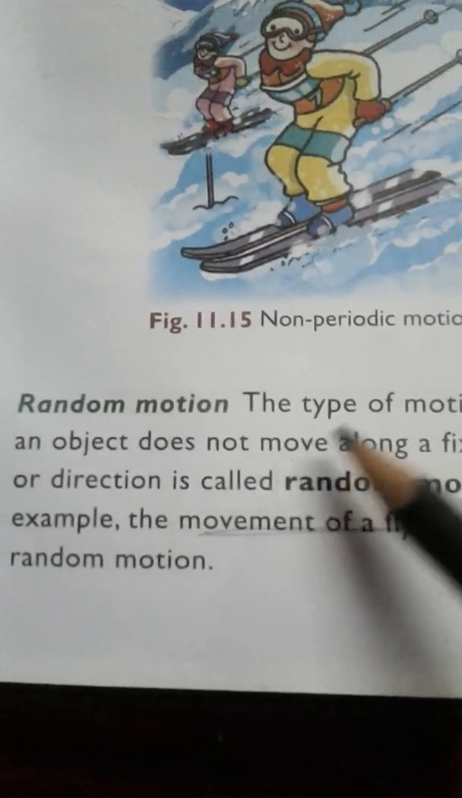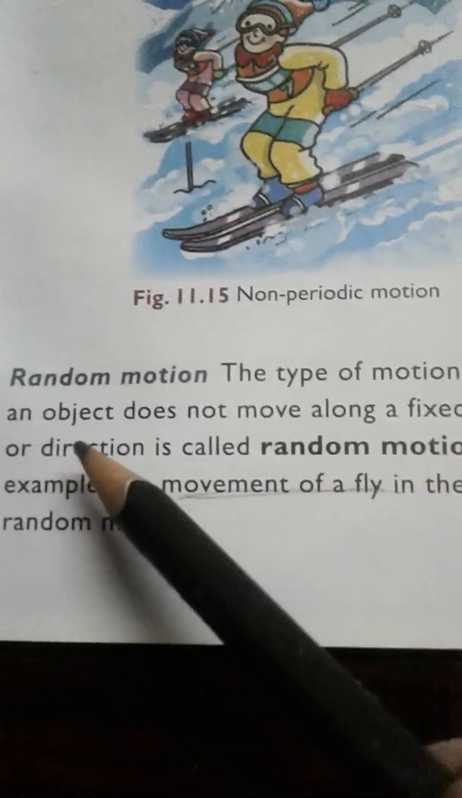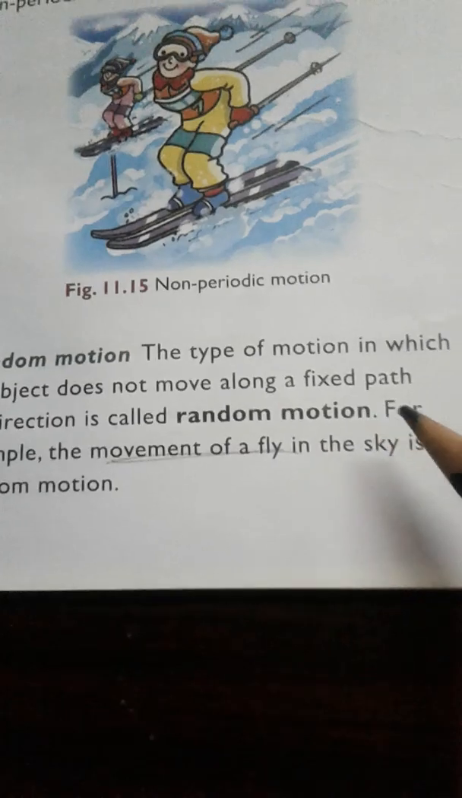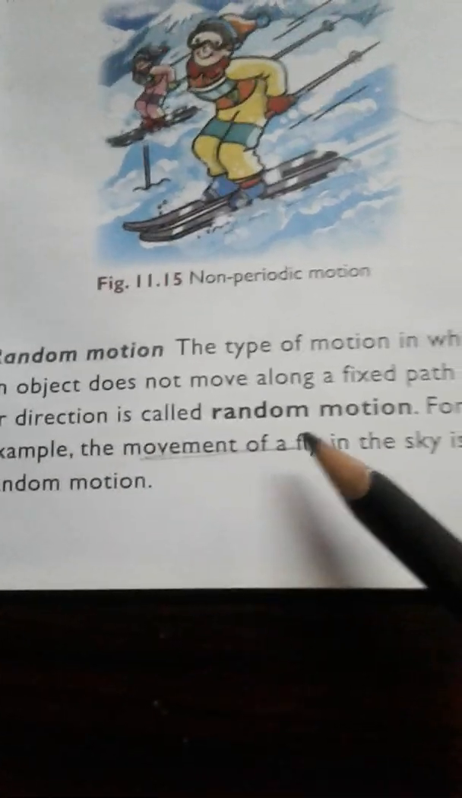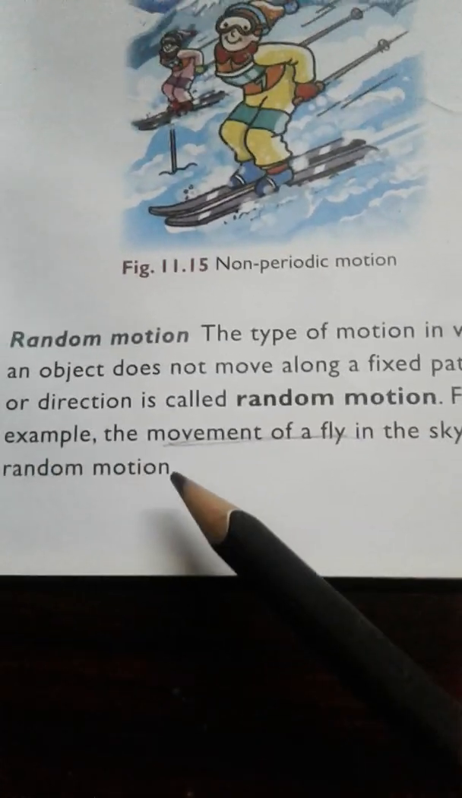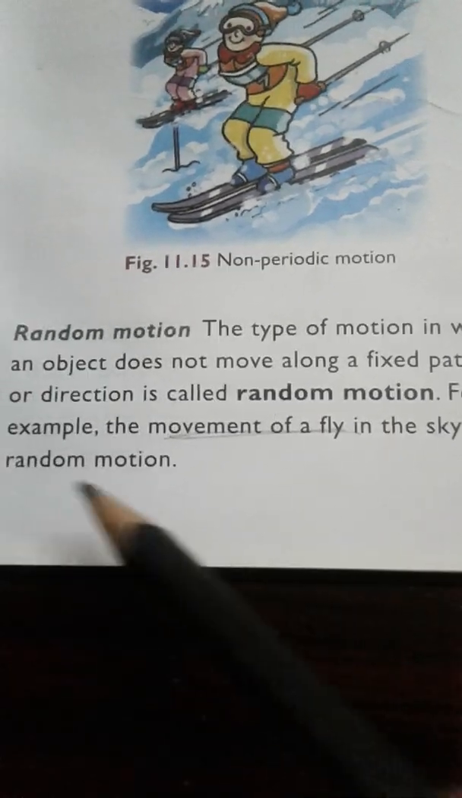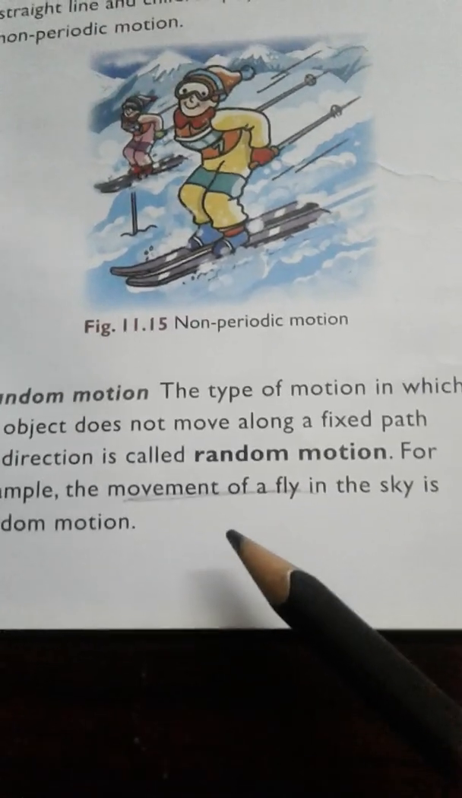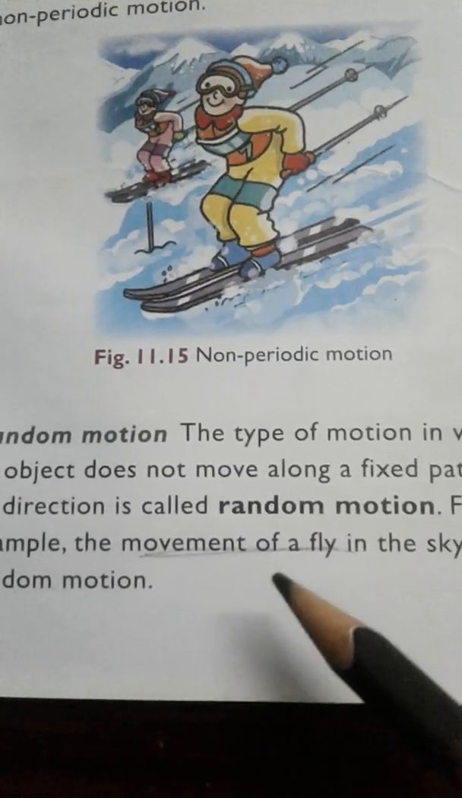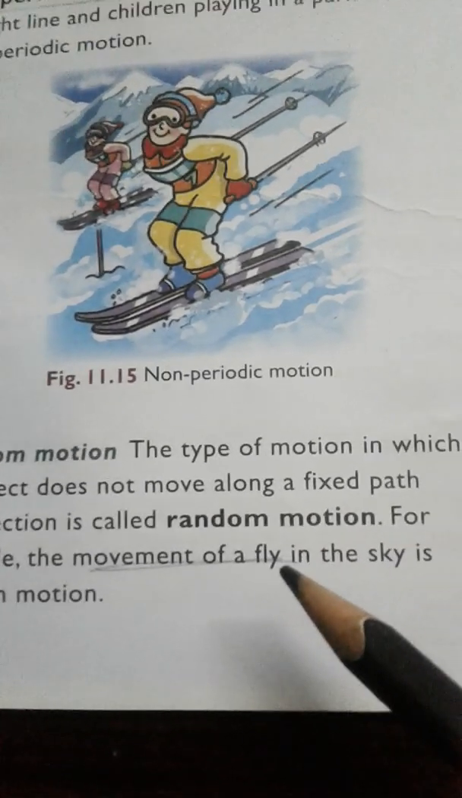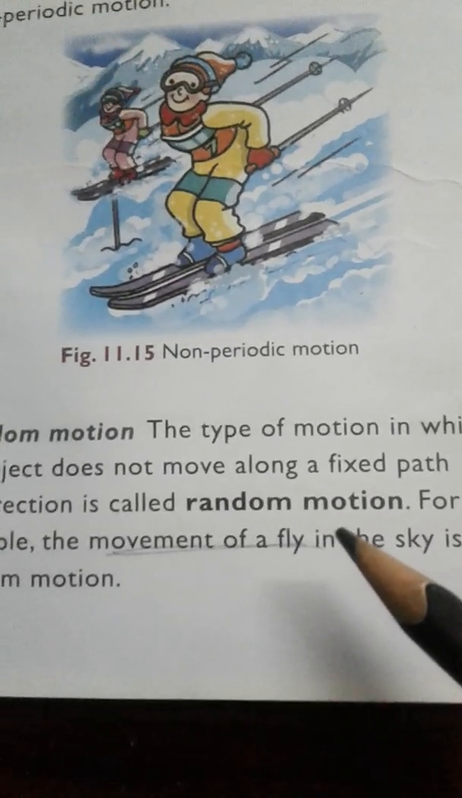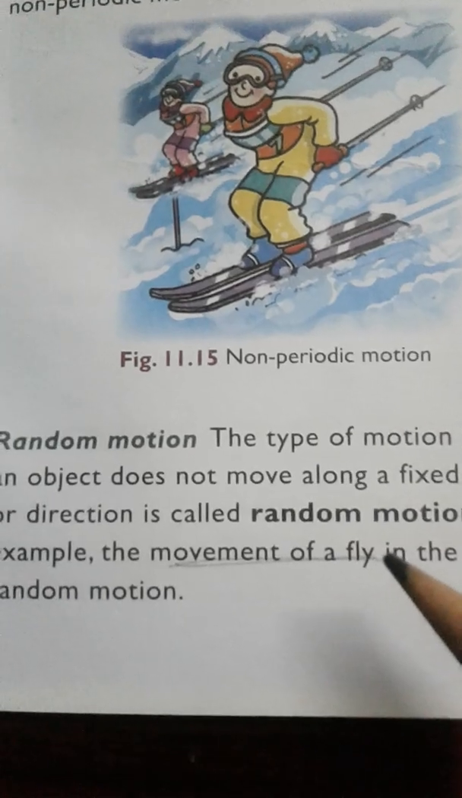Next is random motion. The type of motion in which an object does not move along a fixed path or direction is called random motion. For example, the movement of a fly in the sky is random motion. So the fly will not move in a fixed path. It moves randomly.